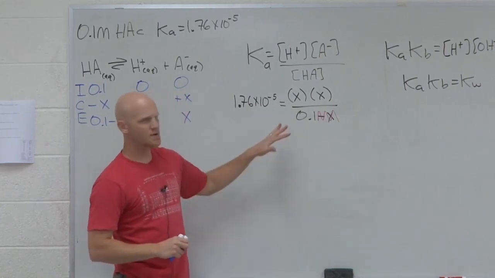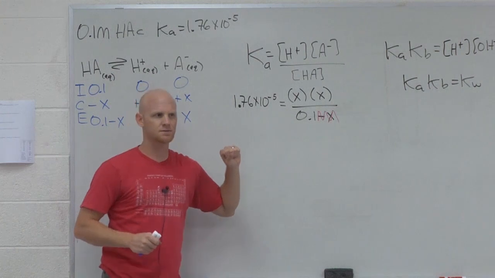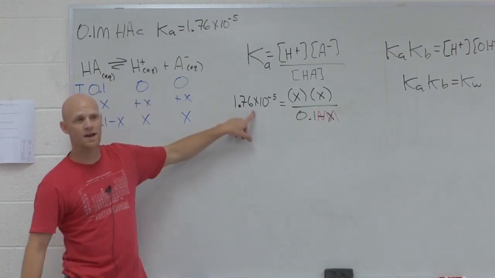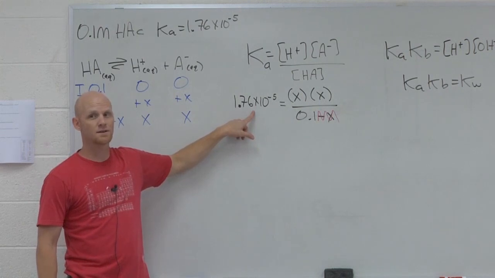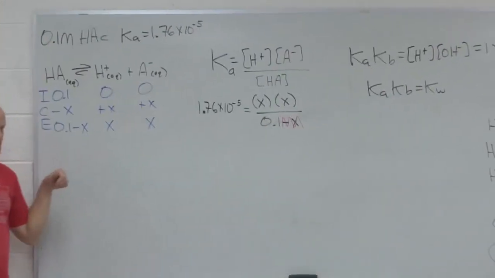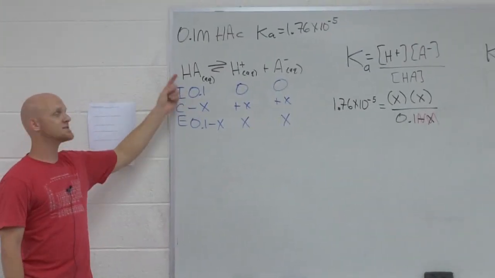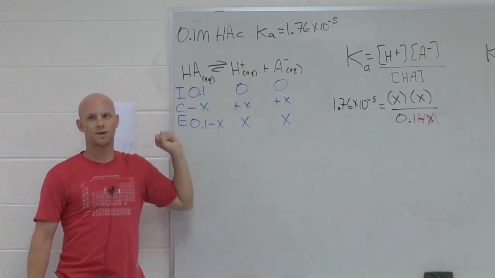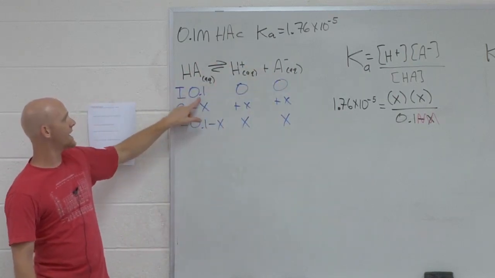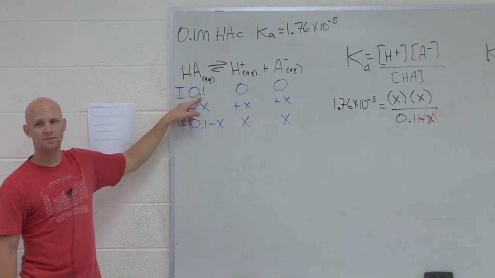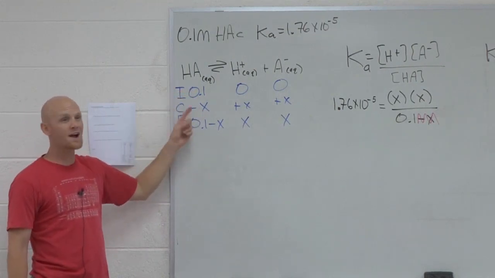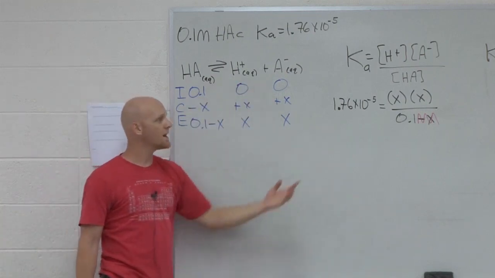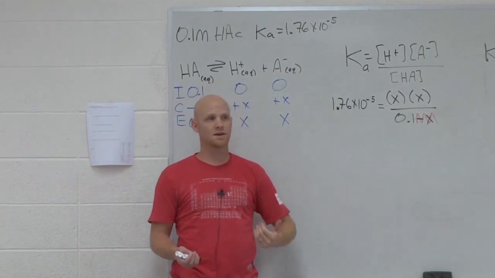So is there any reason to expect X to be small? Yeah, I got a really small Ka value. If you have a small Ka, that's evidence that your reaction favors the reactants. And X here represents how much of the reactants react. Well, I got all reactants initially, and when I'm done, I'm still going to have mostly reactants, so I expect the amount that actually reacts is going to be small. So a small Ka usually means a small value of X as well.